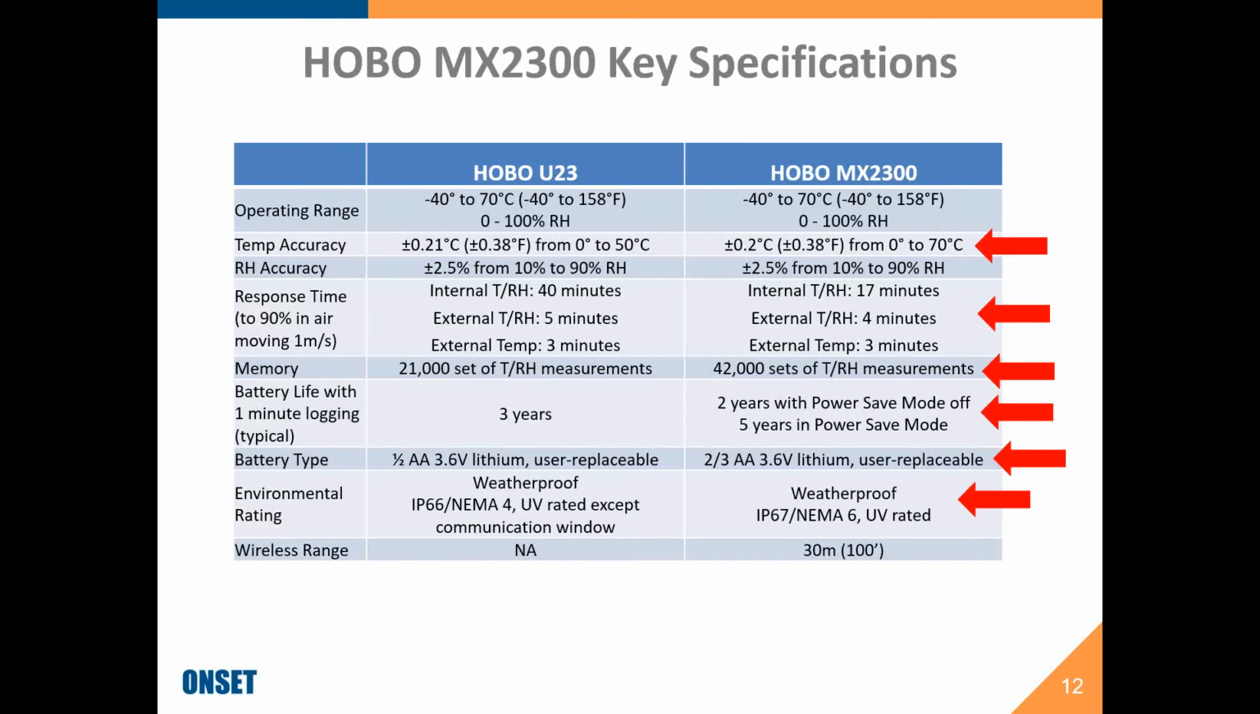The housing is extremely robust. It's got an IP67 rating, NEMA 6, which means that it can be submerged and survive for short amounts of time. So we don't intend it to be used underwater, obviously, but if it should get submerged for a short amount of time, that's not going to damage the logger. And it's also 100% UV rated, so it's definitely designed for use in harsh outdoor environments. The wireless range is 30 meters or 100 feet, as I mentioned before.